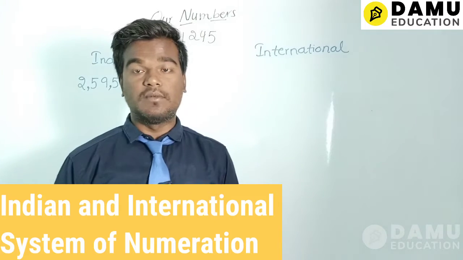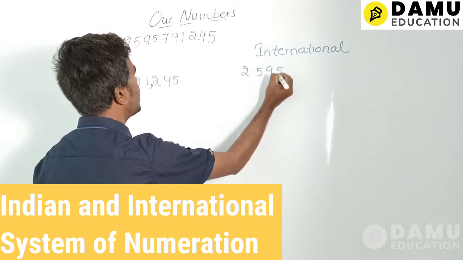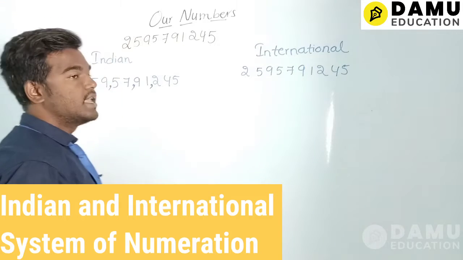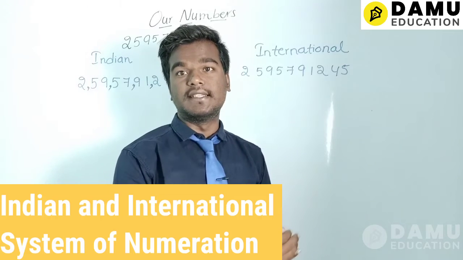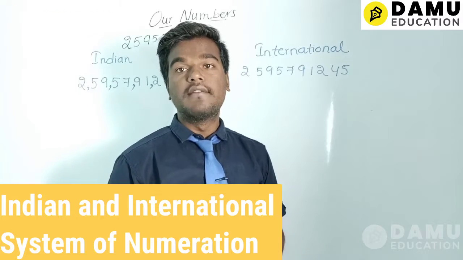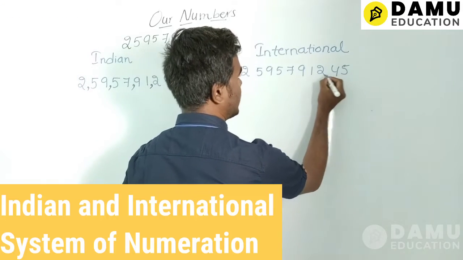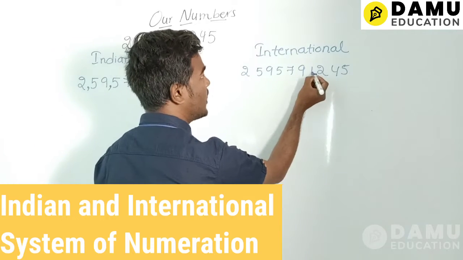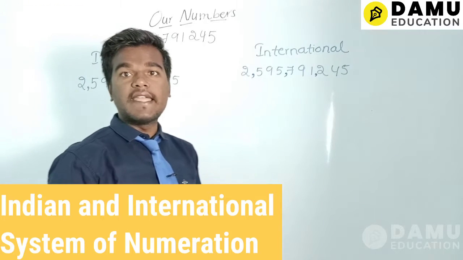Then the international system. What is the case in the international system? Let's write 2 5 9 5 7 9 1 2 4 5. This is our number. How do we use commas here? For every 3 digits from the right side, you leave 3 digits and move from right to left. First 3 digits, 2 4 5, use a comma. Then the next 3 digits, 197, then 595, use a comma. This is the way to use commas.